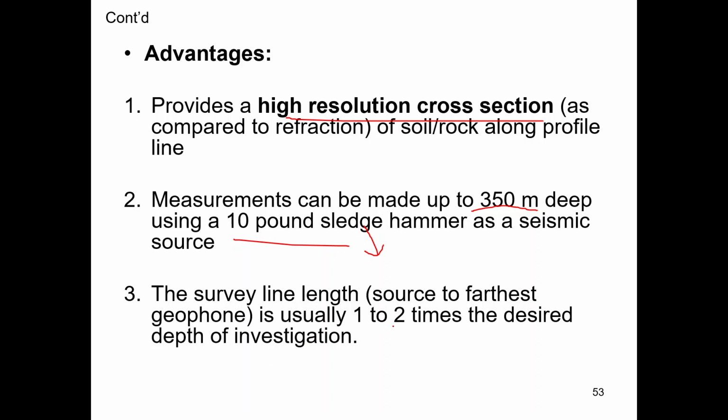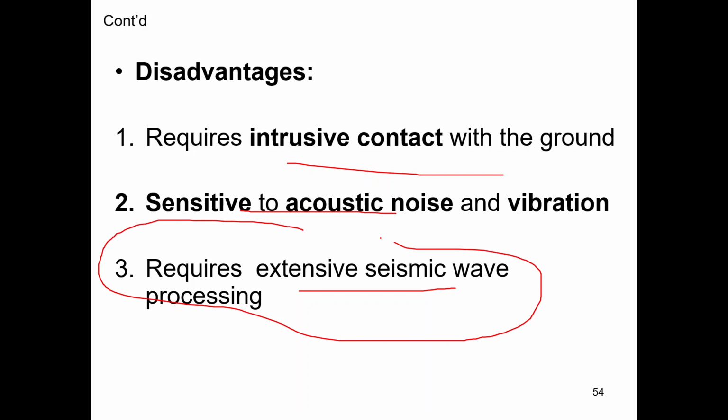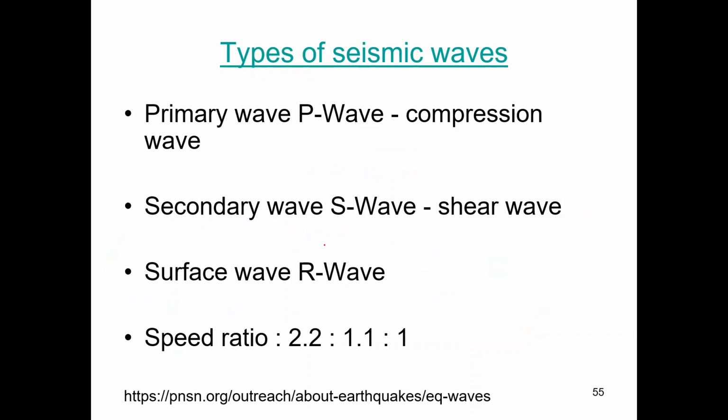The survey line from the source to the farthest geophone is usually 1 or 2 times the desired depth. Disadvantages: it requires intrusive contact on the ground, is sensitive to acoustic noise, and requires extensive seismic processing. Seismic reflection involves a lot of wave processing, so before we go further into this technique, it is better that you understand the seismic wave types.